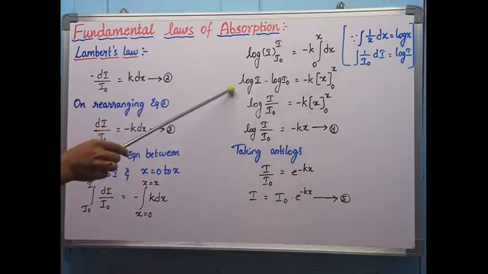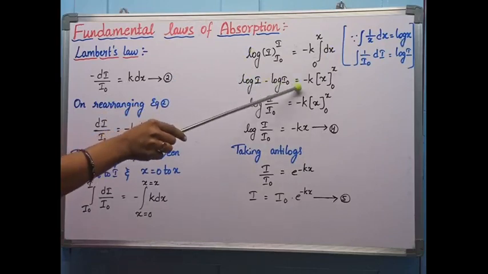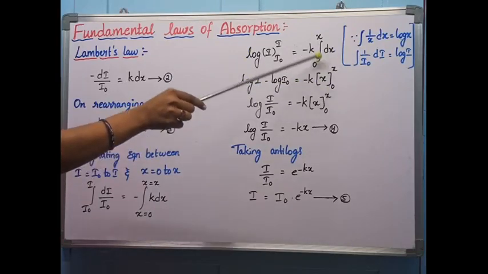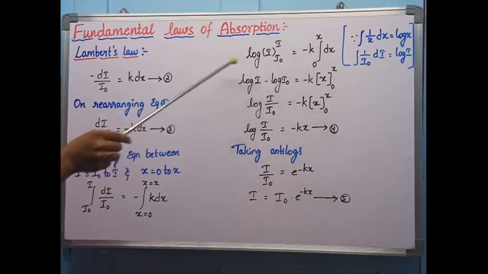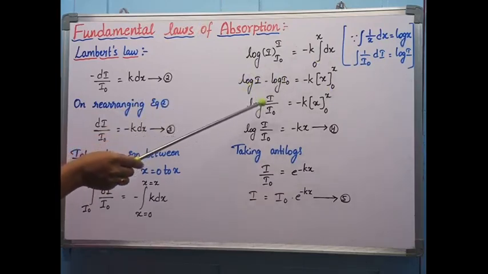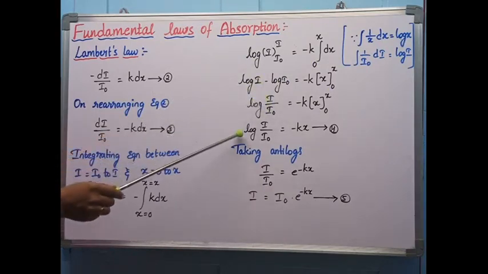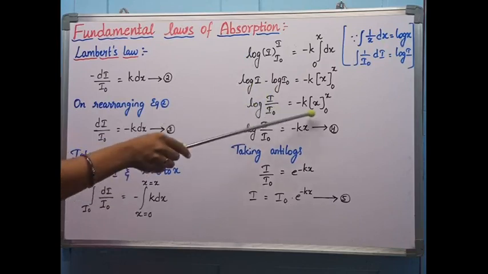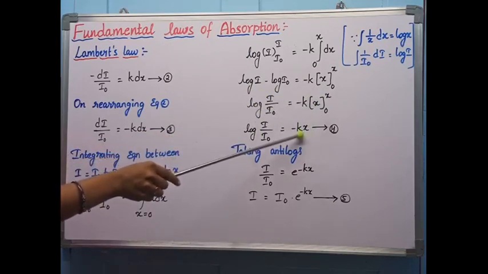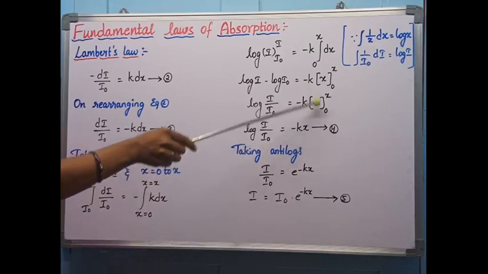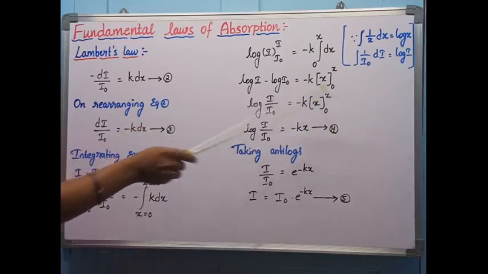Next, this can be written as log I minus log I naught is equal to minus k x, with limits 0 to x. In the same way, log m minus log n is nothing but log m by n, so this is log I by I naught. Next, this becomes log I by I naught is equal to minus kx, because the 0 to x limits give just x. So I got equation 4.